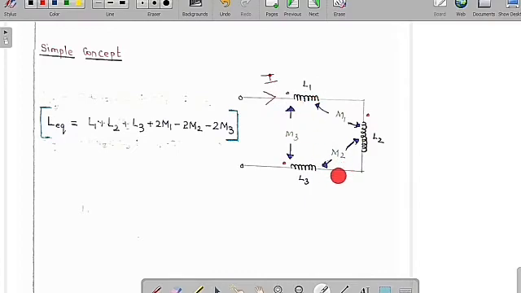Whereas for L1 and L3, you can see clearly the current is going to enter L1, but it is going to leave L3. So they are opposite in nature, means there is an opposition. Therefore we have to go for minus 2M3. For L2 and L3, the current is going to enter the dot, but it is going to leave the dot. Again there is a series opposition, so again minus 2M2. So the equivalent inductance is L1 plus L2 plus L3 plus 2M1 minus 2M2 minus 2M3. Whenever there is series aiding, we say it is a plus, otherwise series opposition means go for the minus.